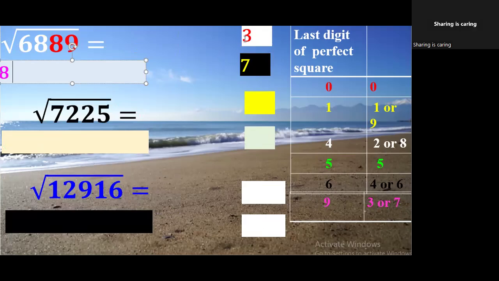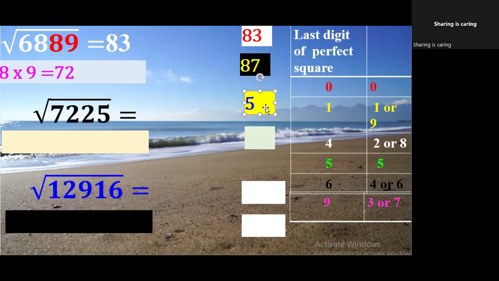Now, either it will be 83 or 87. Okay, then multiply 8 by the next number. The next number is what? 9, which is equal to what? 72. Then compare 68 and 72. 68 is less than 72. Therefore, you will take what? The smaller number. The smaller number is what? 83. Done.